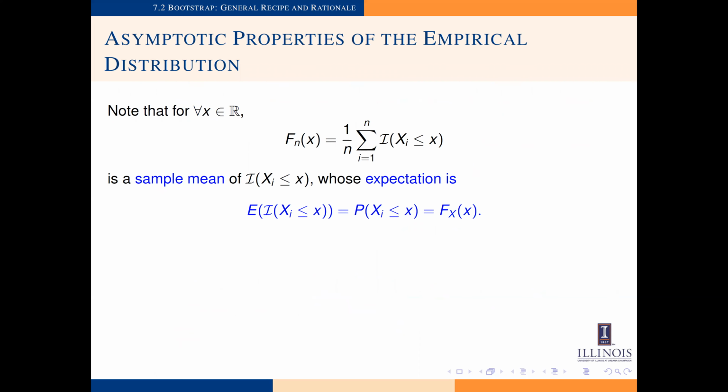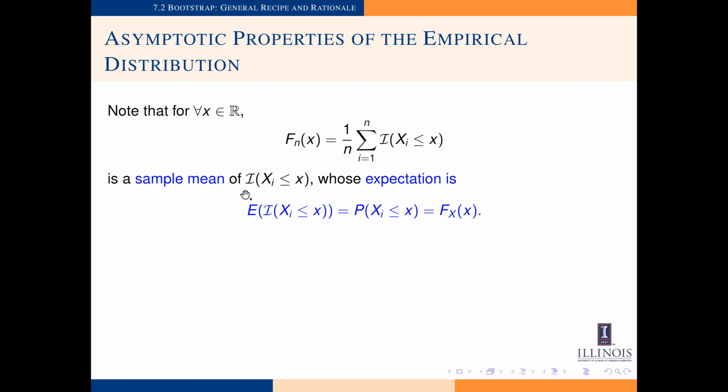So how does this relate to what we are trying to do, which is showing that the empirical distribution of T_B actually approximates the sampling distribution of T we are interested in? Well, we have to learn something about the asymptotic properties of the empirical distribution function. Note that for any constant that is a real number, small x, Fn of x, our empirical CDF, is the sample mean of the indicator function evaluated at Xi less than or equal to constant x.